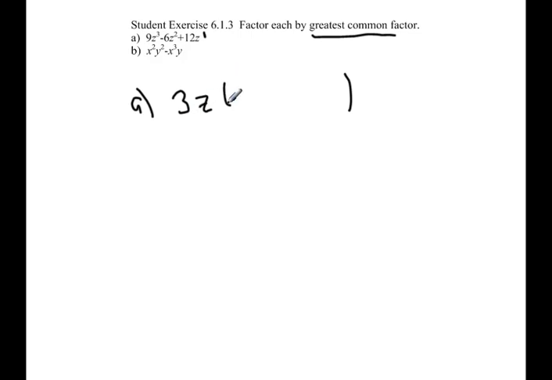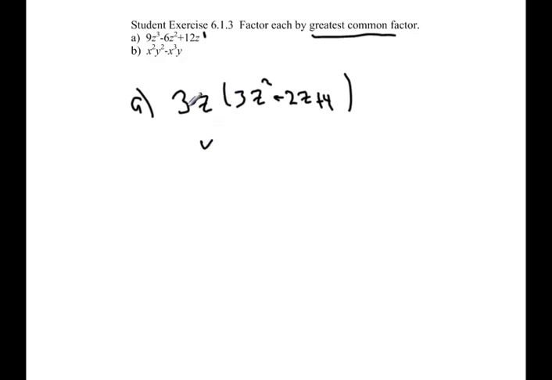Well, to get the 9, it's got to be 3 times 3. To get z to the third, you'd have to multiply z by z squared. To get minus 6, it's 3 times minus 2. In order to get the z squared, we got to go with z times z. And in order to get the plus 12, it's 3 times 4. And since it's z to the 1, we already got it because there's z to the 1 out here.